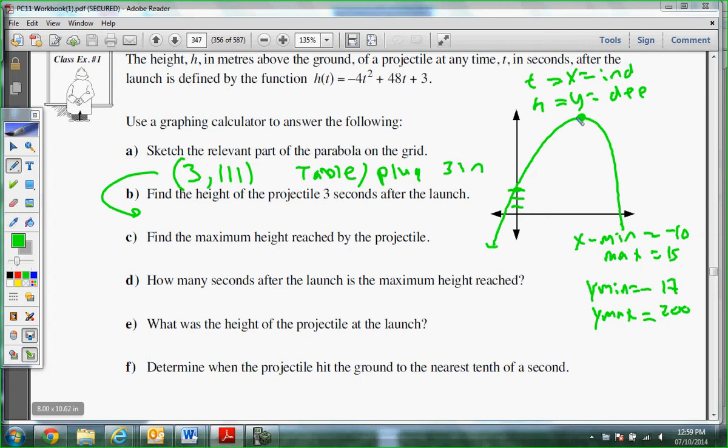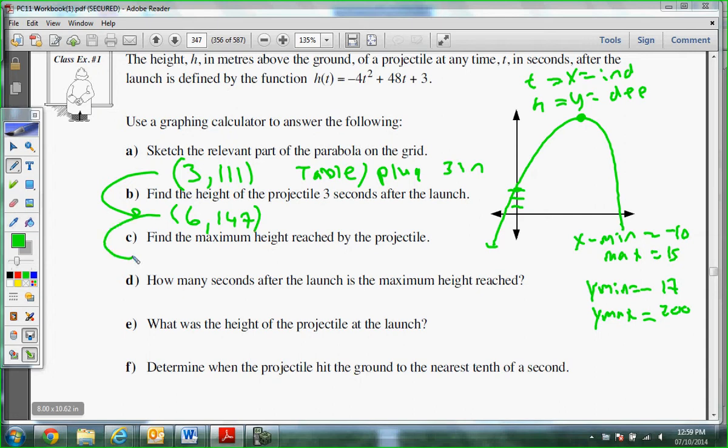We'll do the maximum thing. See what you get. 147. And at what time is it 147? 6 seconds. 147 is your maximum. You can get that by doing the maximum tool we just used.